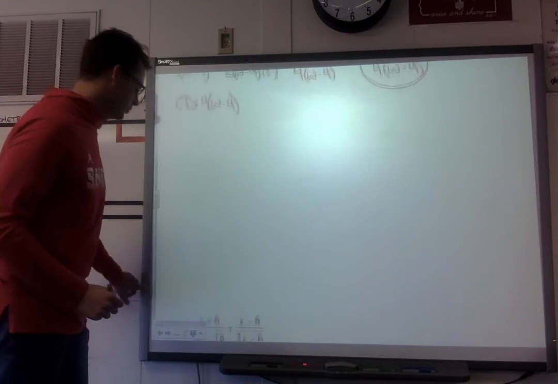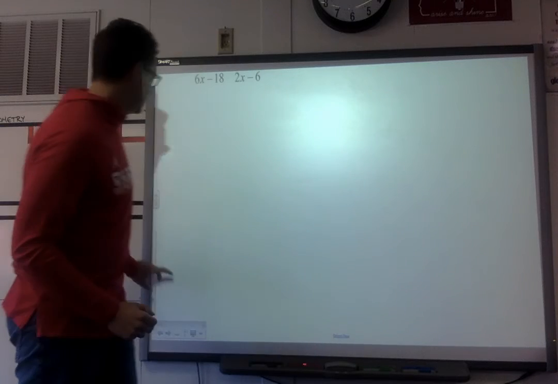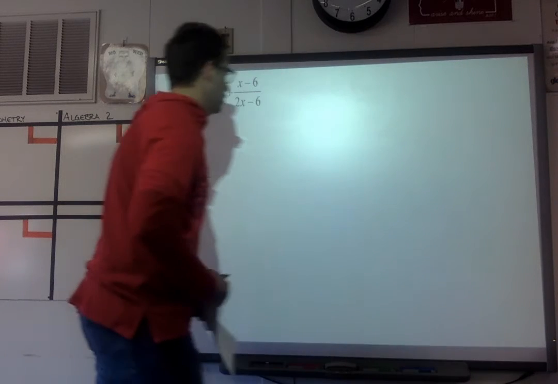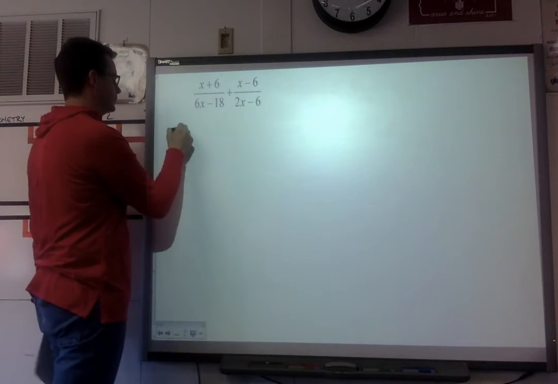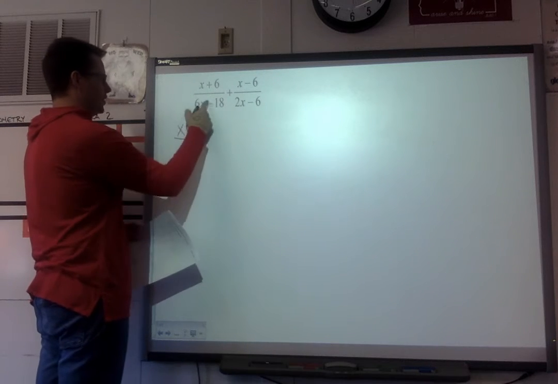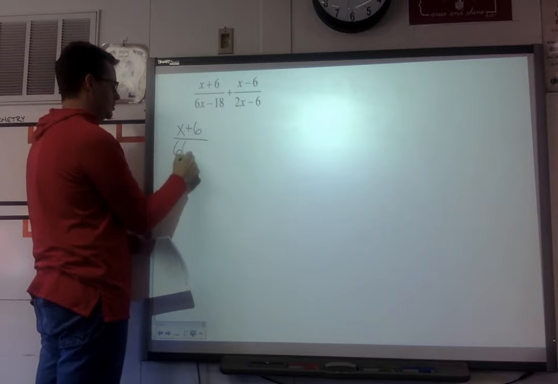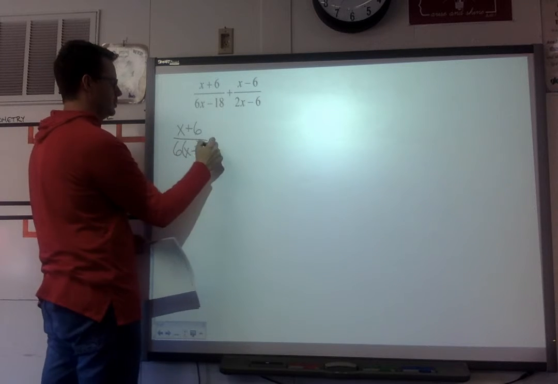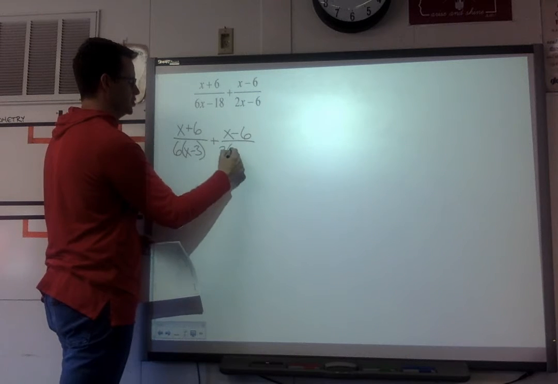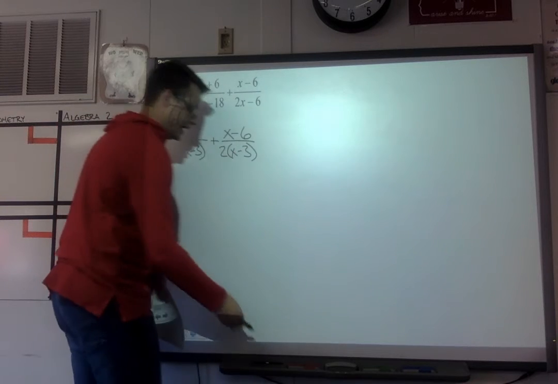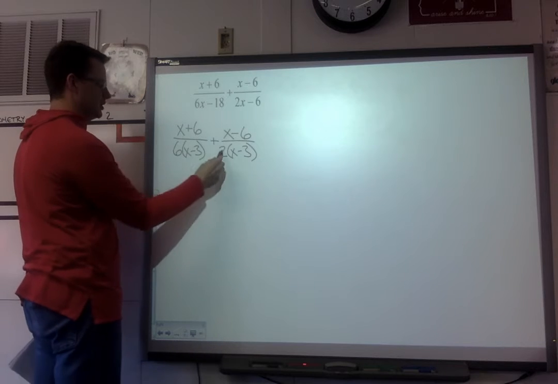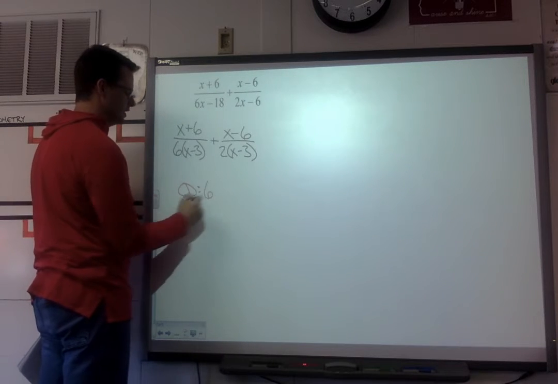Let's go ahead and walk through one more of these. Again, first step, I'm going to write my original problem with everything factored as much as possible. So x plus 6 over, I can factor a 6 out of my denominator, which leaves me with x minus 3. And I'm going to add x minus 6 over, I can factor a 2 out, and that leaves me with x minus 3. So my common denominator here, the smallest number that 2 and 6 both go into is 6.